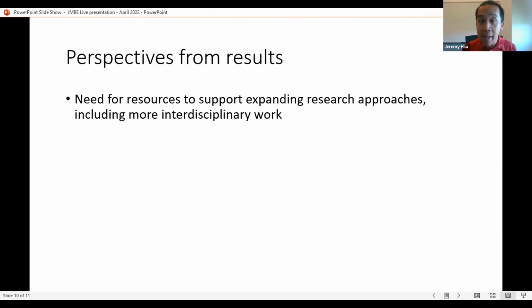First, given that most respondents saw work as limited to one class and saw a need for larger sample sizes, we recommend that we as a community really think about how we can support expanding research approaches, how we can support colleagues in a diversity of different institutions to pursue BER if they're interested, to now include more study populations, to be more inclusive, and to pursue more interdisciplinary work that really merges together different discipline-based education research fields and our colleagues in education.